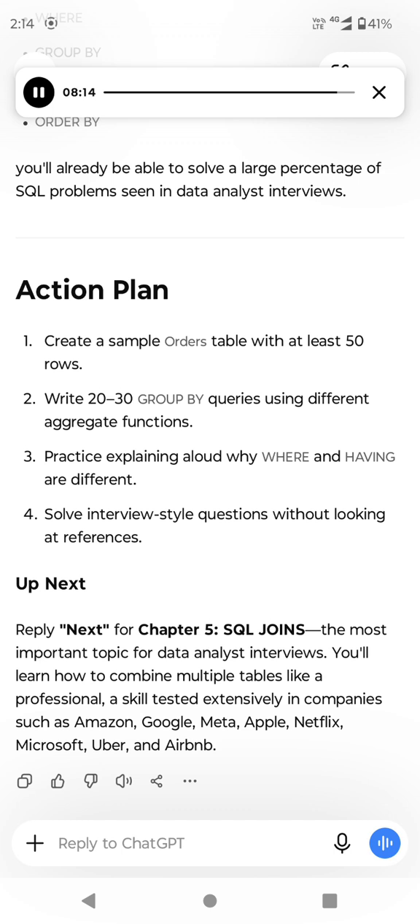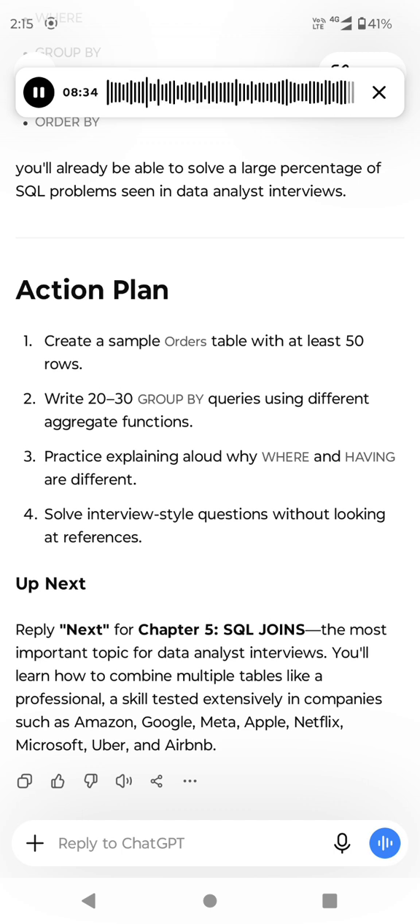Action plan. 1. Create a sample orders table with at least 50 rows. 2. Write 20 to 30 GROUP BY queries using different aggregate functions. 3. Practice explaining aloud why WHERE and HAVING are different. 4. Solve interview-style questions without looking at references.